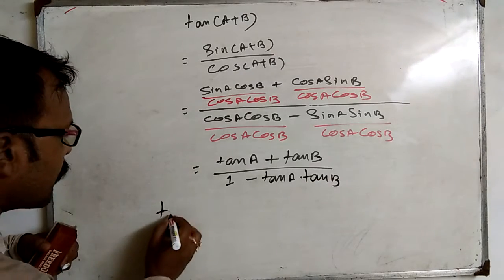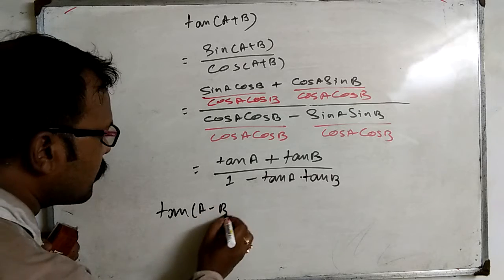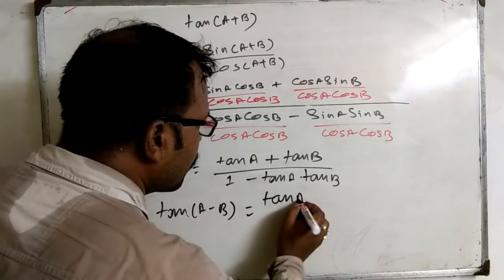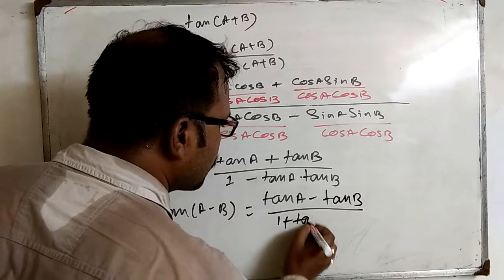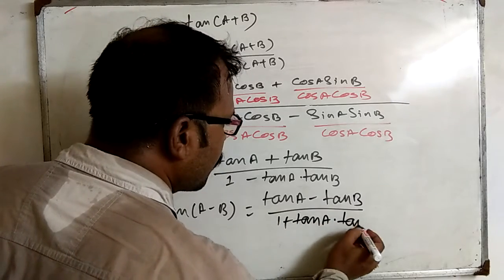Similarly, we can prove tan of A minus B equals to tan A minus tan B divided by 1 plus tan A into tan B.